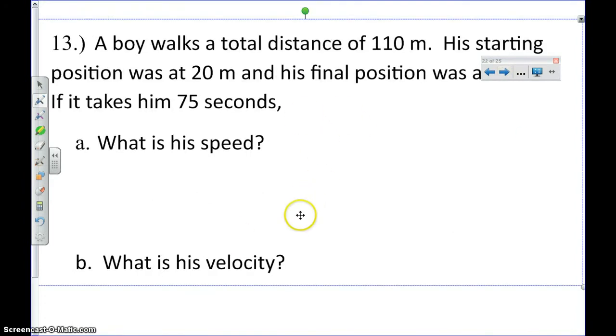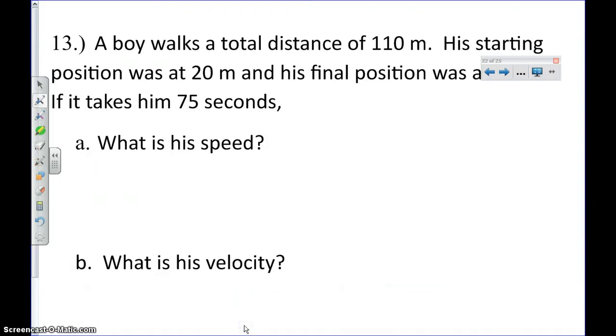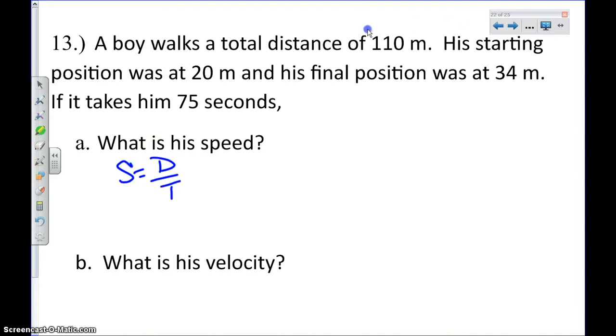Next question, number 13. A boy walks a total distance of 110 meters. His starting position was at 20 meters and his final position was at 34 meters. If it takes him 75 seconds, what is his speed? So the formula for speed equals distance divided by time. What's his total distance? This is my total distance, so that's 110 meters divided by my time. What's my time? That's my time, 75 seconds. And so that is going to give me a very simple answer of 1.5 meters per second.